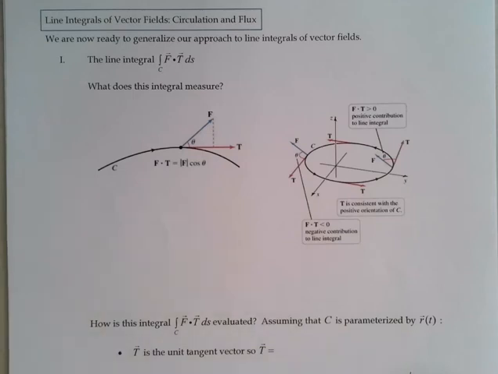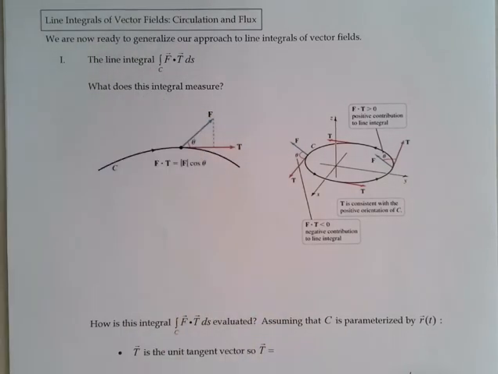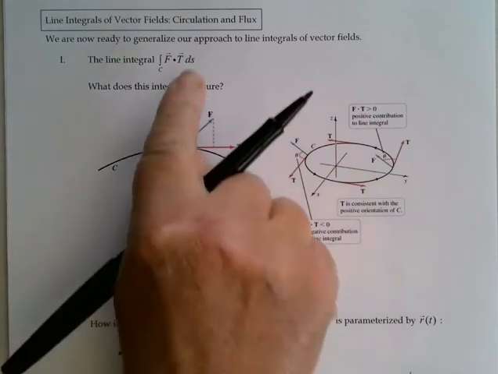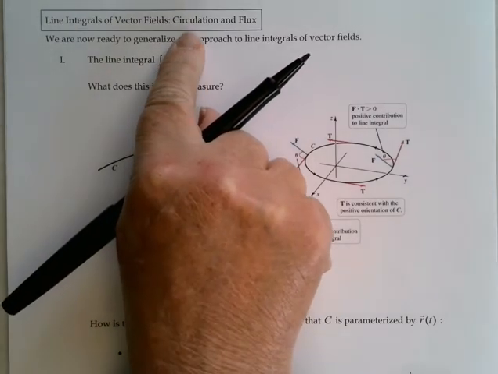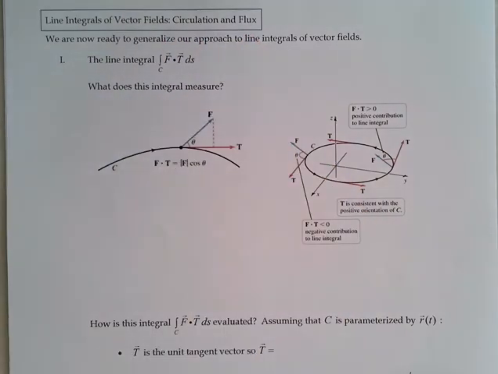This is section 14.2, part C. We're now going to look at line integrals of vector fields in a little bit more general way. In these next couple of videos, we'll look at something called circulation, and then we'll look at another, still a vector field line integral, but something called flux.